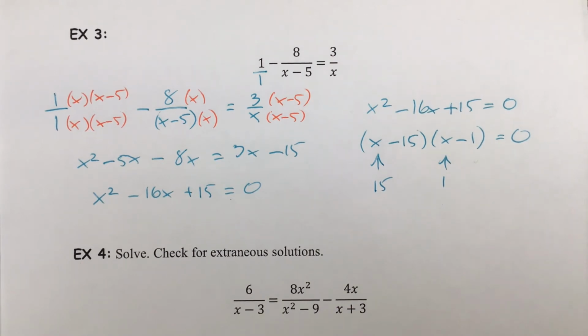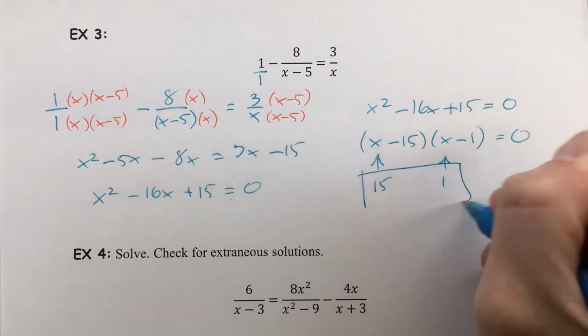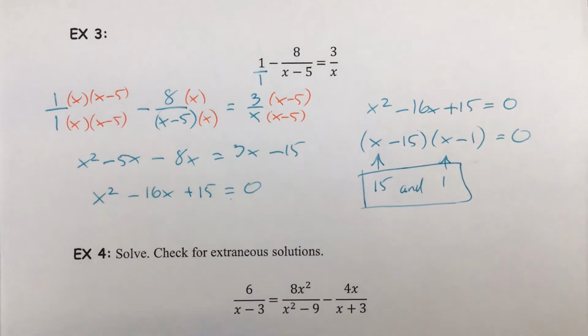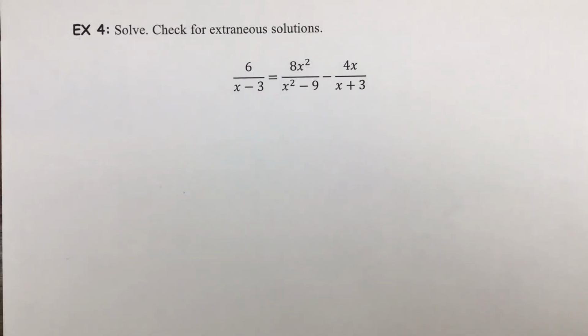The only thing that would be off the table would be a 0 and a 5. So both of those are answers. Let's do one more problem. And for this, we're going to need to start with factoring. Not the numerators, but the denominators.